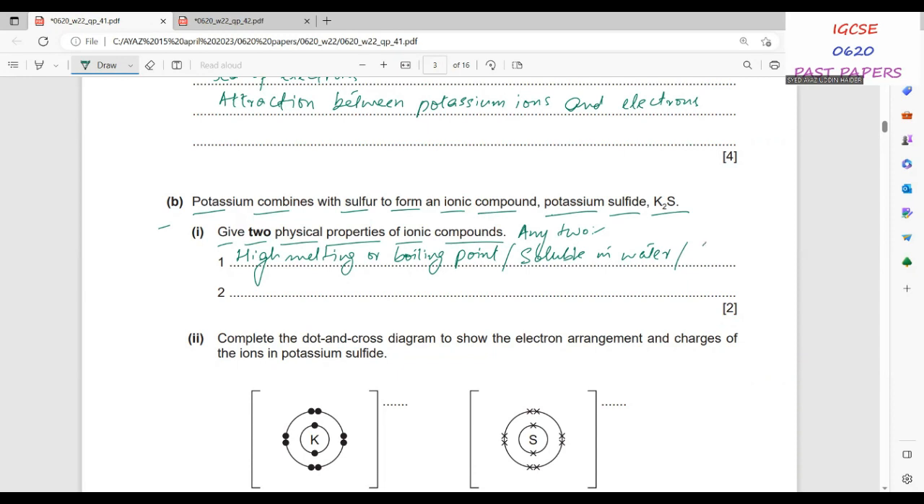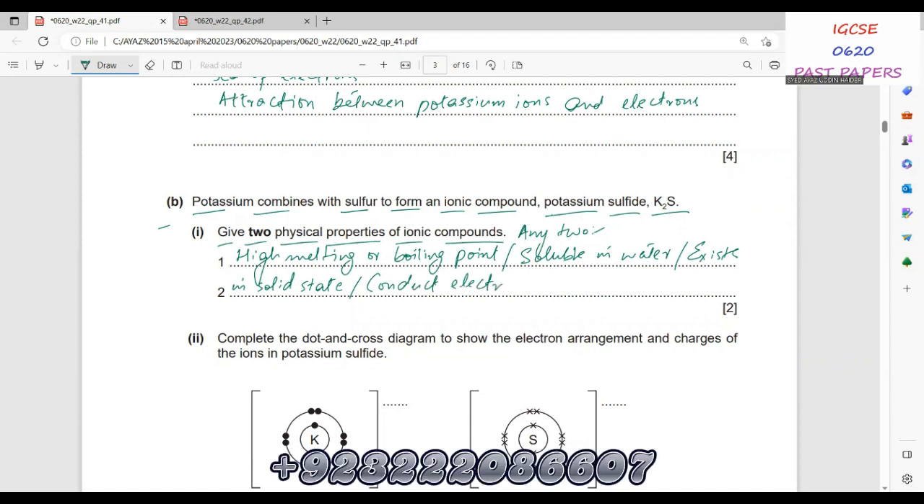You can even write exist in solid state. Conduct electricity in molten state or in aqueous. Aqueous means when dissolved in water.